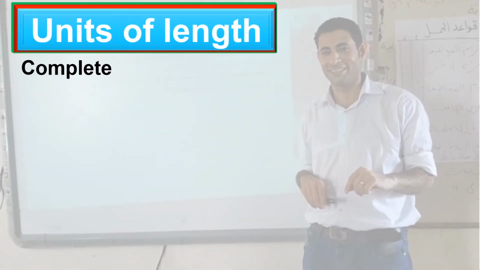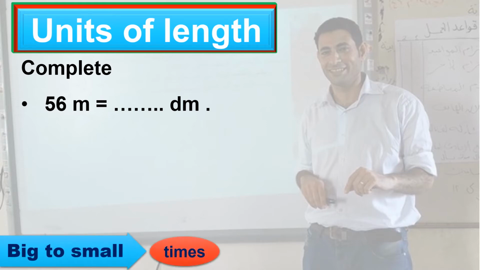Those are some examples. Complete: 56 meter equals dots decimeter. So we want to convert the measure 56 meter into decimeters. يعني عايزين نحول القياس 56 متر لديسيمتر.